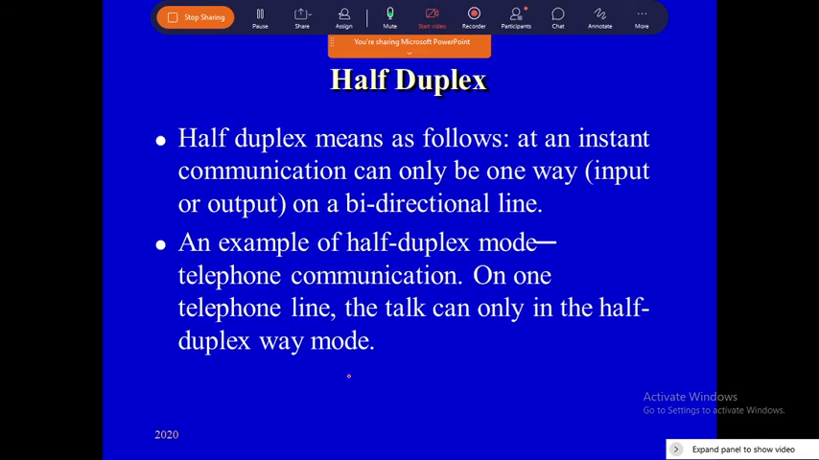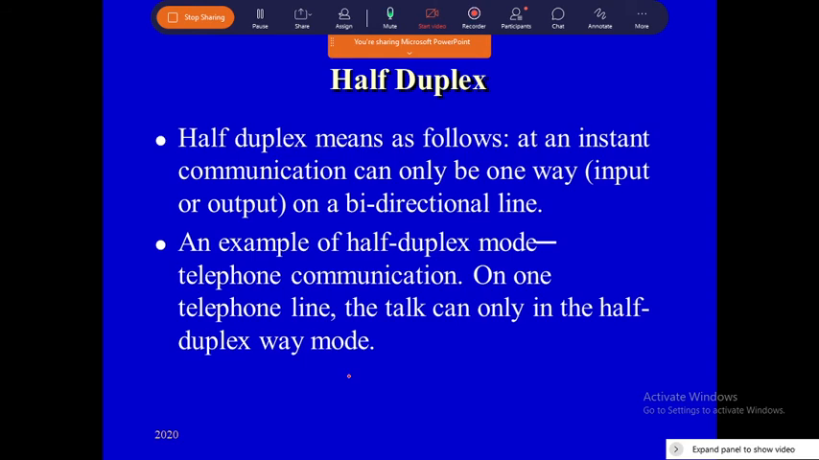An example of this half duplex mode is telephone communication on one telephone line. The talk can only be in the half duplex way. See, when anyone is talking at a time, the other person cannot talk. One person will be talking, and after completion only the next person can talk. That is half duplex.